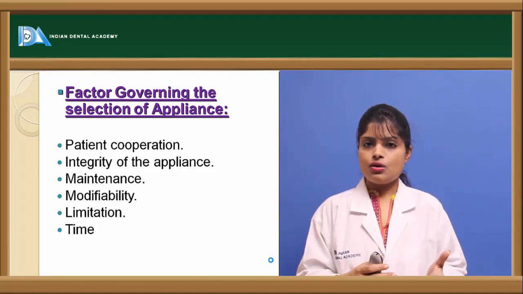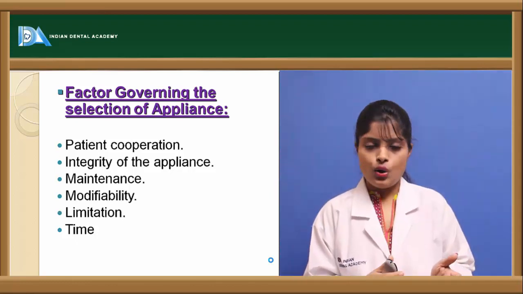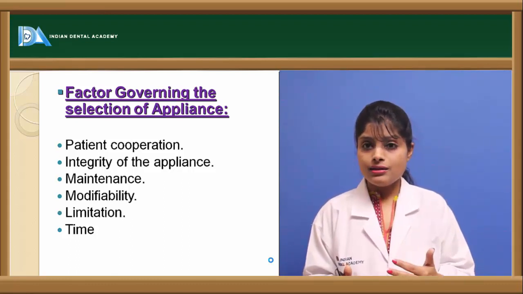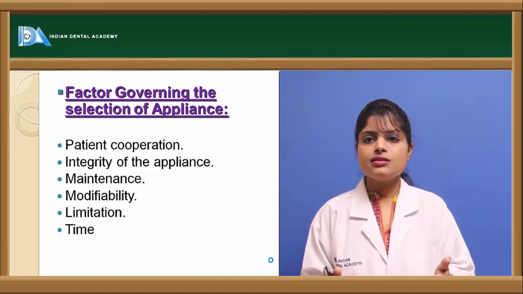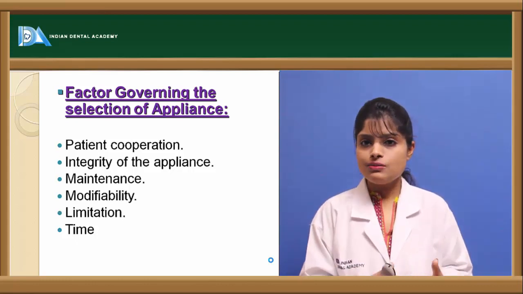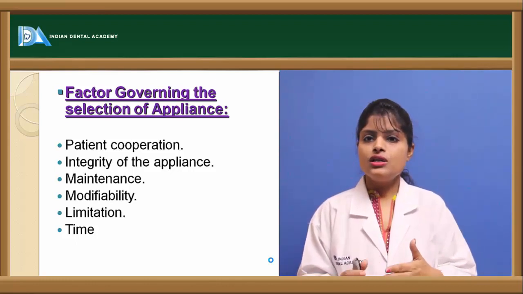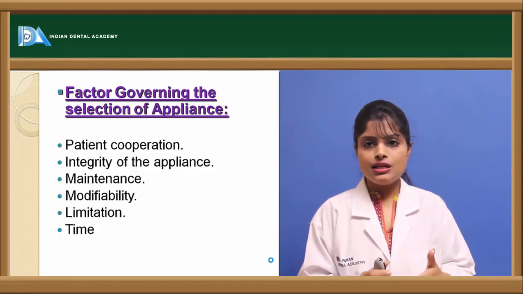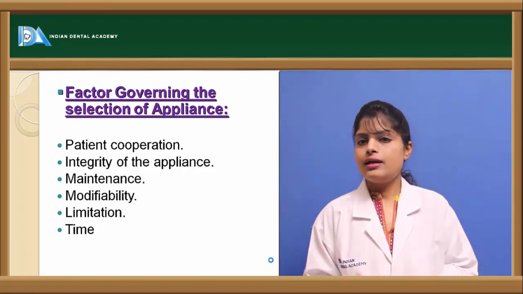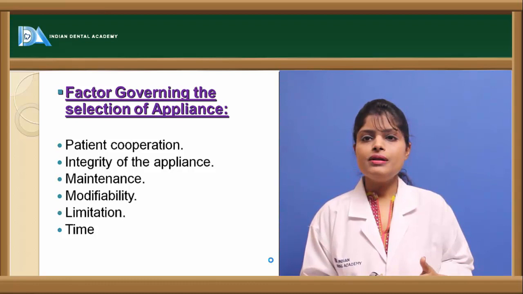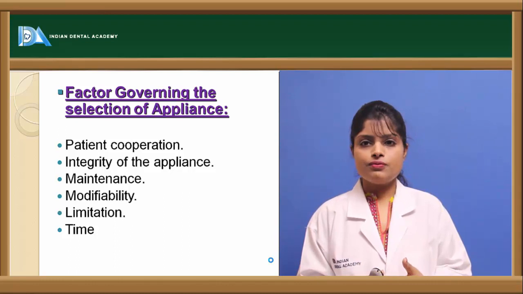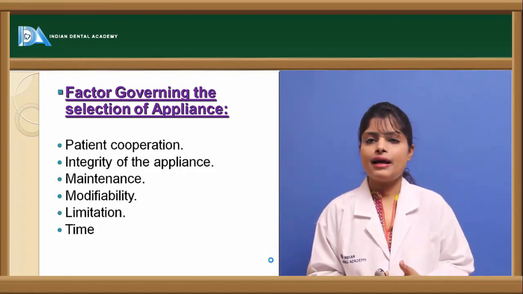Now, in the case of very uncooperative patients, we cannot give a removable type of space maintainer. And in patients where there is a high caries incidence, we cannot give a fixed type of space maintainer because a fixed space maintainer can lead to decalcification, and the maintenance of oral hygiene cannot be so proper. So, in an uncooperative patient, a removable appliance is not preferred. A fixed appliance is preferred in place of the removable appliance.